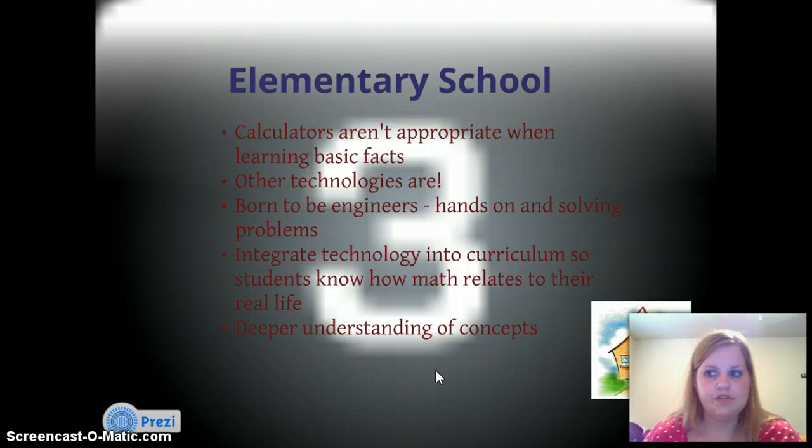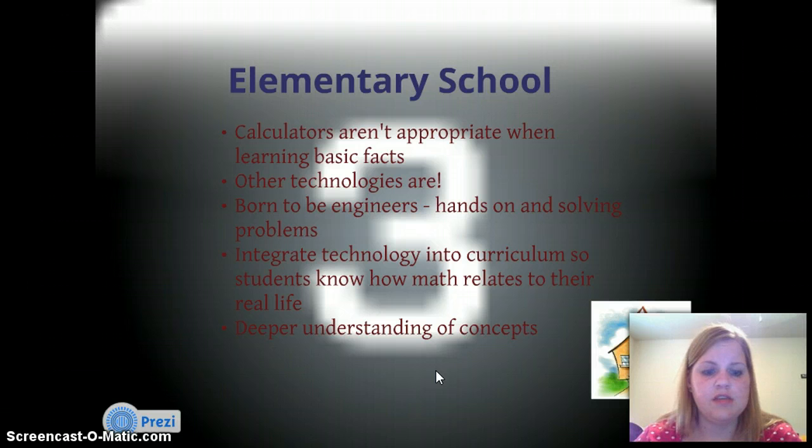Elementary students should use technology that can be used for real-world purposes, because we're born to be engineers. We like hands-on activities and solving problems. Before selecting software technology, you should examine and research the technology to make sure you know what's expected, like hardware requirements, how much technical support you'll need, how much it'll be used, or just how you will implement it into your curriculum.